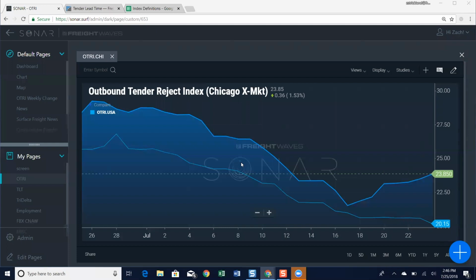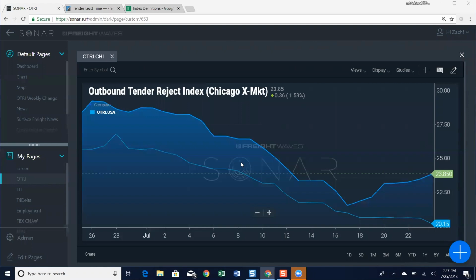All right, so we got a good question about how much volume a tender rejection represents daily. We can't really speak to a specific number, but we are coming out in the next week or so with a tender volume index. What that's going to do is give you a way to measure what kind of volume impact a tender rejection index is experiencing.